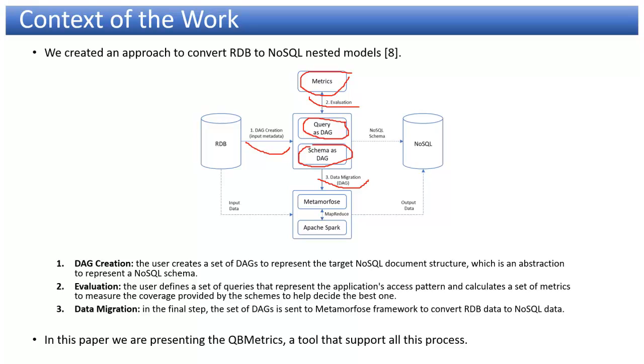the set of DAGs, or a NoSQL schema, is sent to the Metamorphosis framework, our data transformation framework that converts each DAG into a set of commands to read, transform, and persist RDB entities as NoSQL entities. So in this paper, we are presenting QBMetrics, a tool that supports all this process: creating the NoSQL schemas and queries as DAGs, and calculating a set of metrics to assist the user in evaluating and comparing document schemas before data migration.